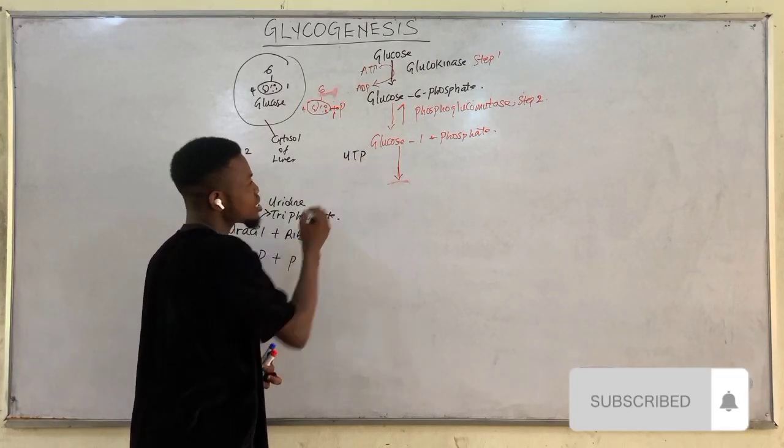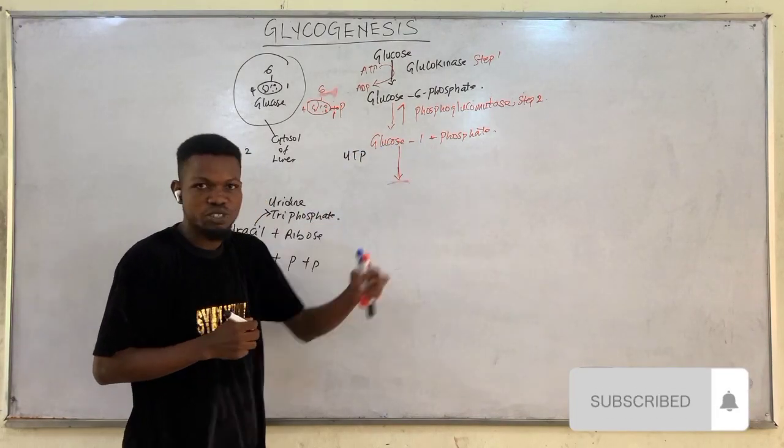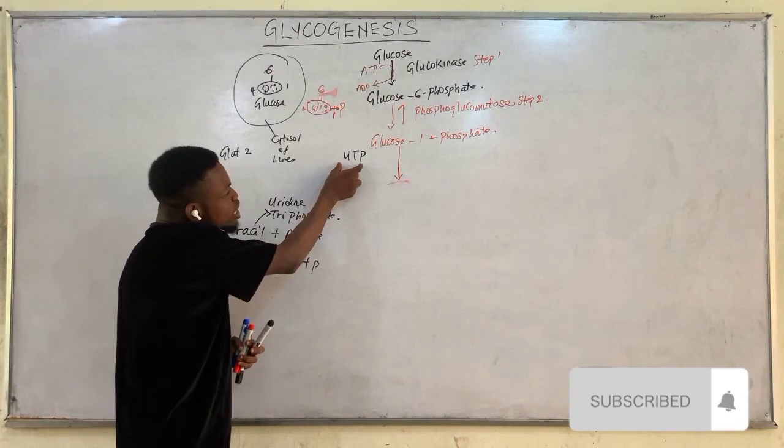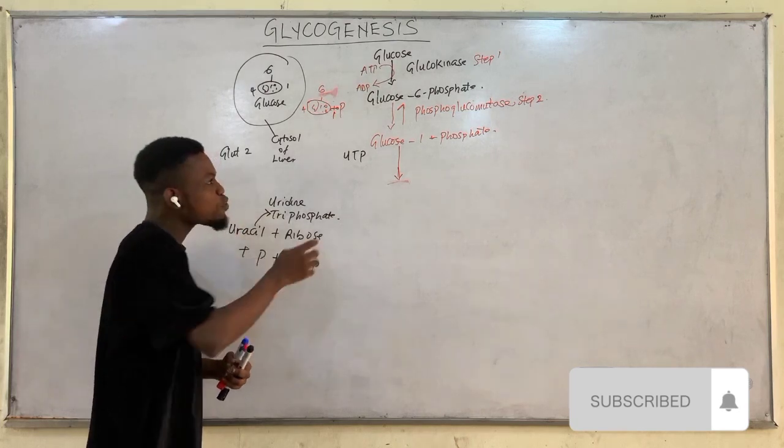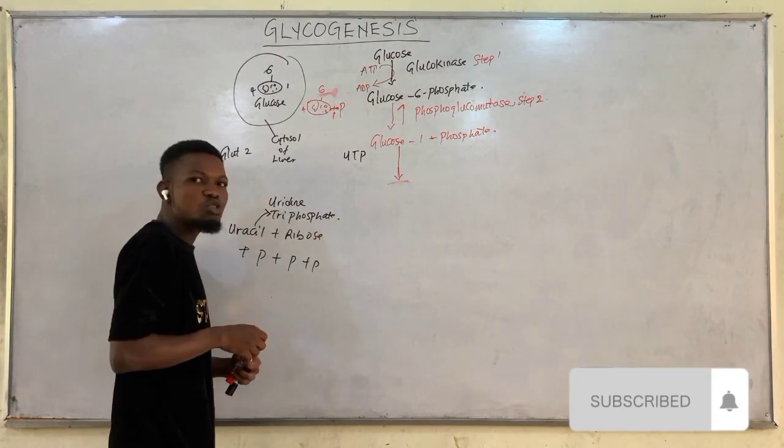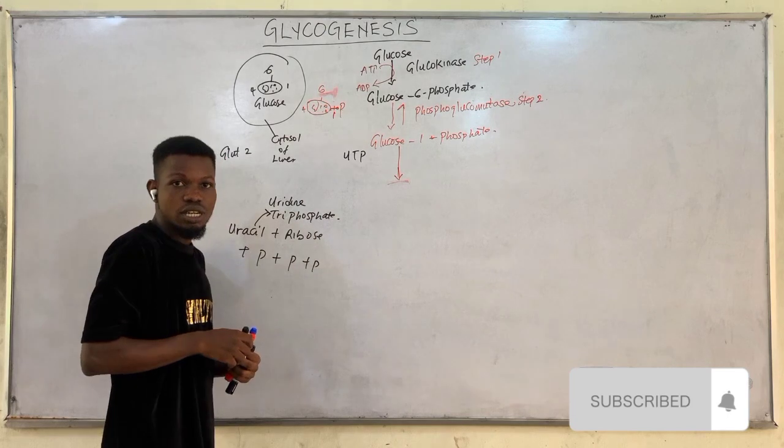Uridine triphosphate is added to what? Glucose 1 phosphate. So when uridine triphosphate is added to glucose 1 phosphate, about 3 to 5 glucose 1 phosphate will be added to what? To the uridine triphosphate. Are you getting what I'm saying?